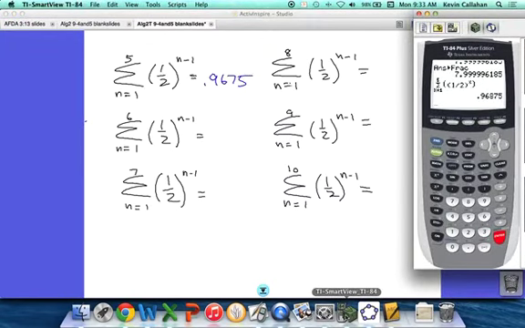Raised to the variable, right? Oh, sorry, you're right. I did that wrong, didn't I? It should have been an x minus 1. So let me go back. Second, enter, and I'll fix that. 1.9375.